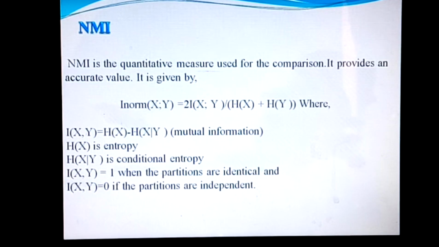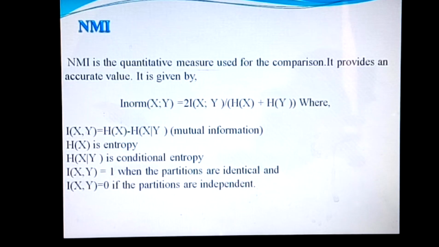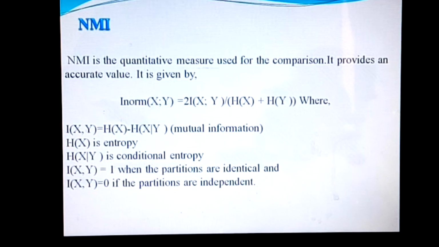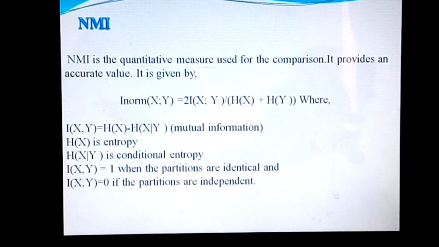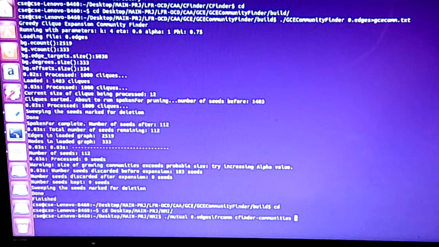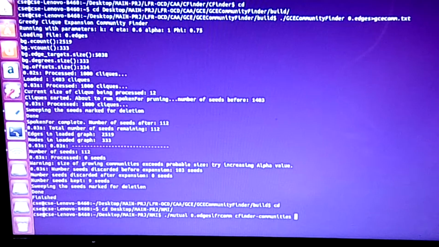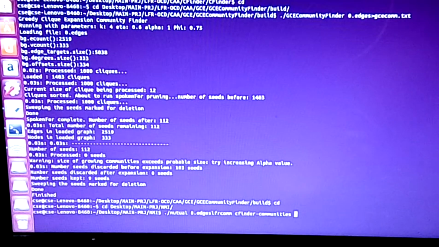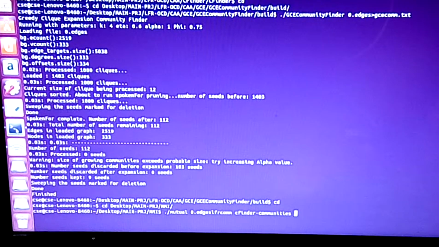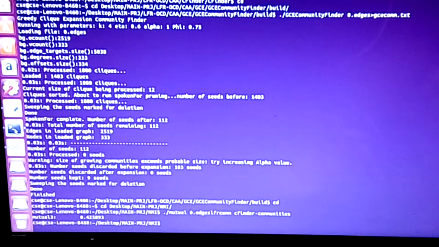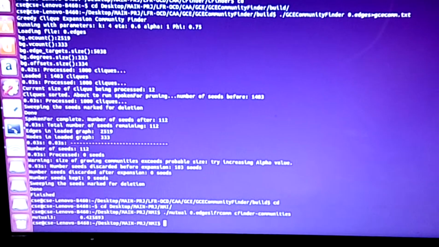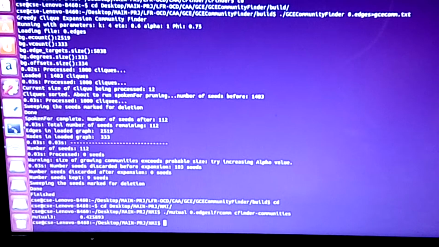These are the set of communities formed by the GCE algorithm. In our project, we are using NMI, a quantitative measure for the comparison. NMI stands for Normalized Mutual Information. It provides an accurate value. The formula for the NMI is given as follows. Firstly, we pass the communities formed by the LFR benchmark and the set of communities formed by CFinder to the NMI program. This is the command we used. As a result, the NMI value produced is 0.425. Naturally, the value ranges from 0 to 1.